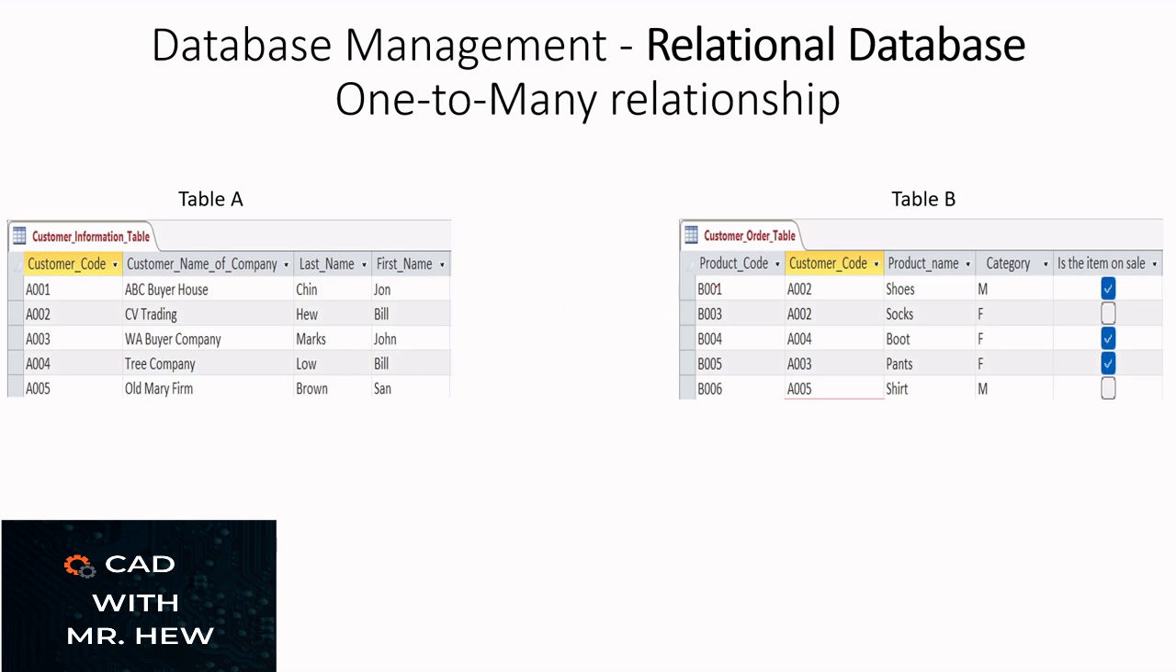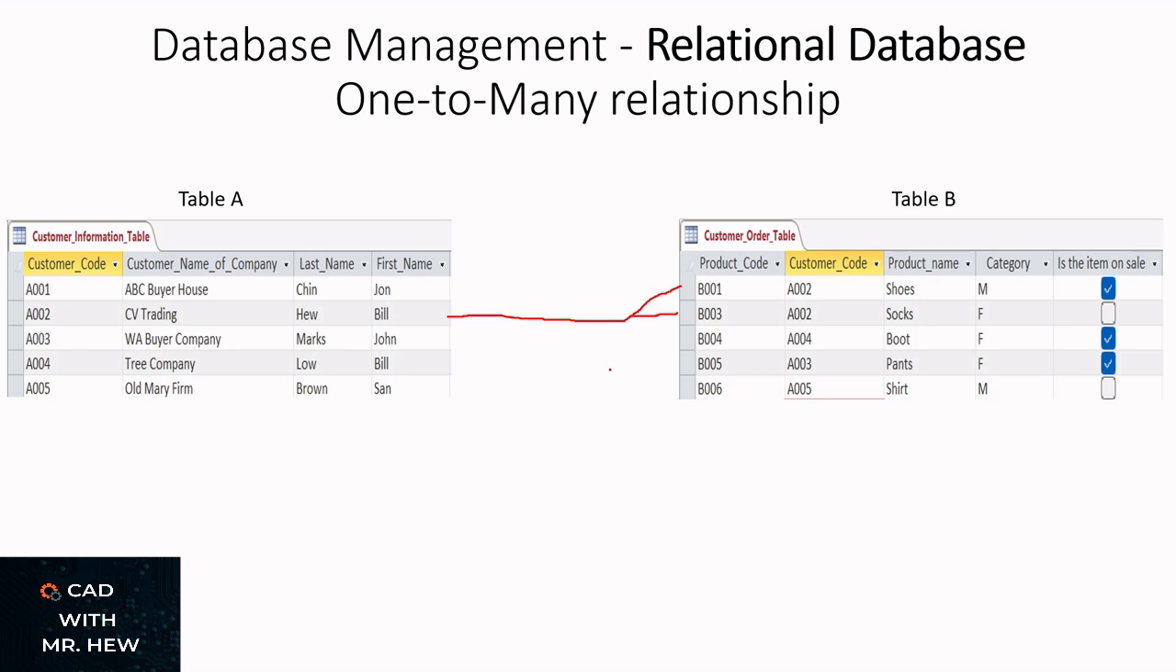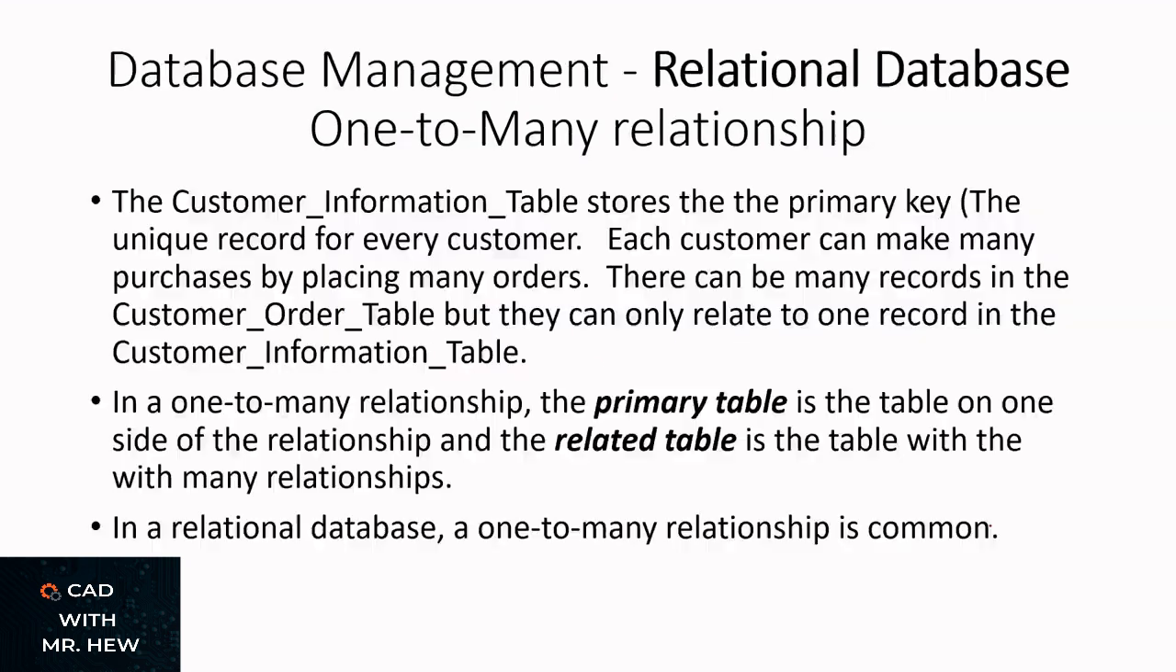All right, so for the product B001, this company, VC Trading, placed an order for this product and this product, right? So here are one-to-many. Let's look at the one-to-many relationship.